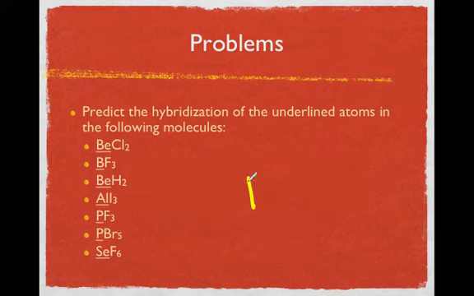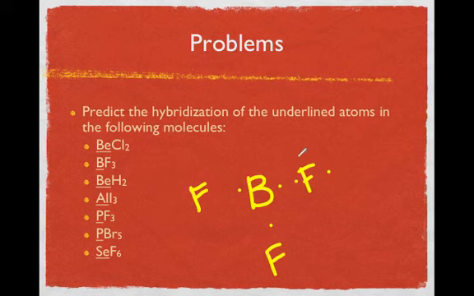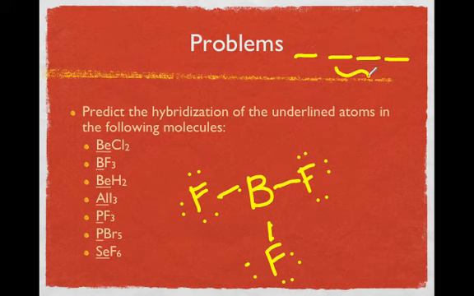Okay, let's try BF3. So boron has how many valence electrons? 1, 2, 3. And fluorine has 1, 2, 3, 4, 5, 6, 7. So what kind of geometry or hybridization would this be? Does anyone have a question why it's sp2 instead of sp3?